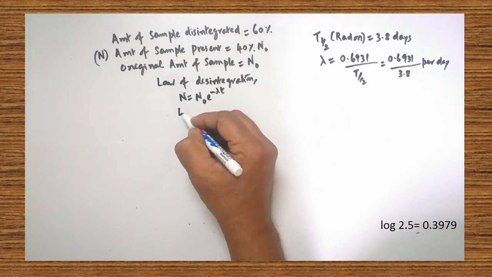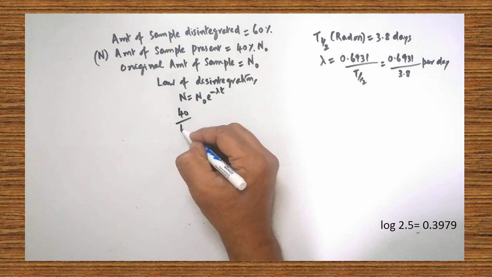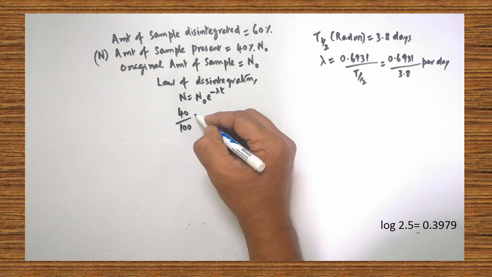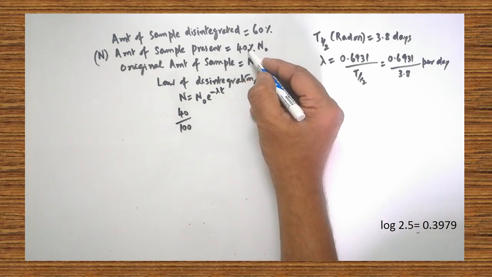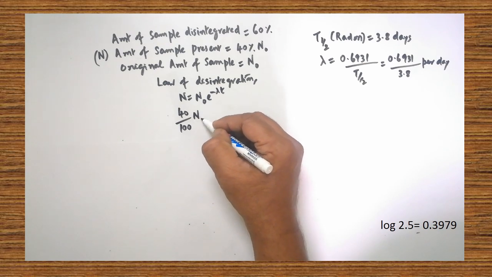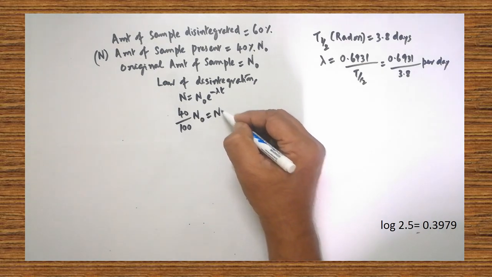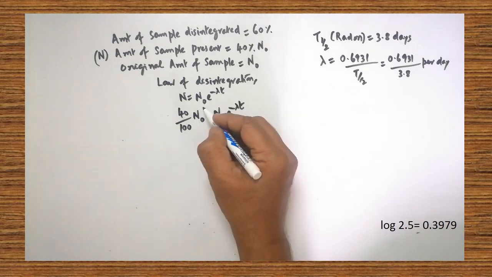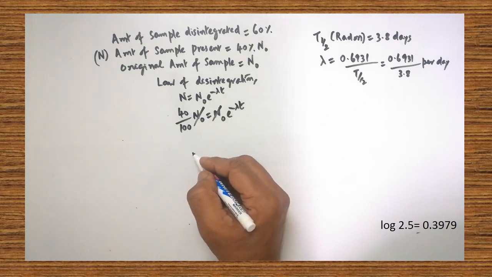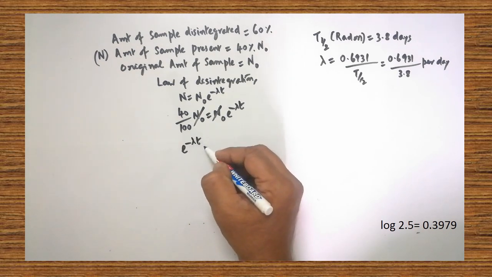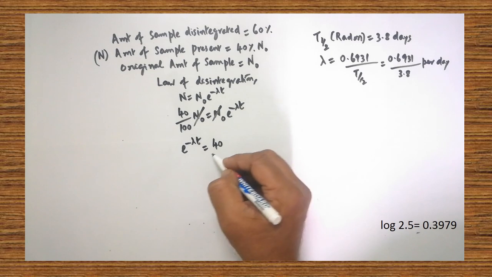So instead of N, substitute 40%, that is 40 divided by 100, since totally 100 is to be taken. 40 divided by 100 into N naught is equal to N naught e power of minus lambda t. Now N naught can be cancelled. So what is the remaining factor? e power of minus lambda t is equal to 40 divided by 100.